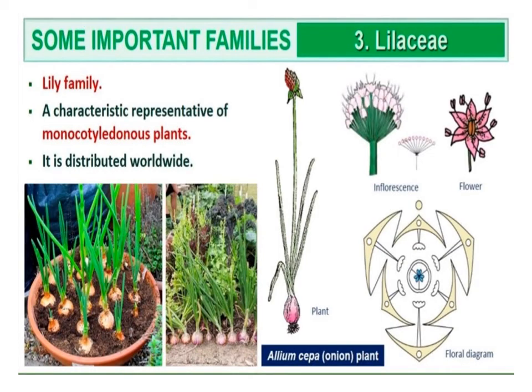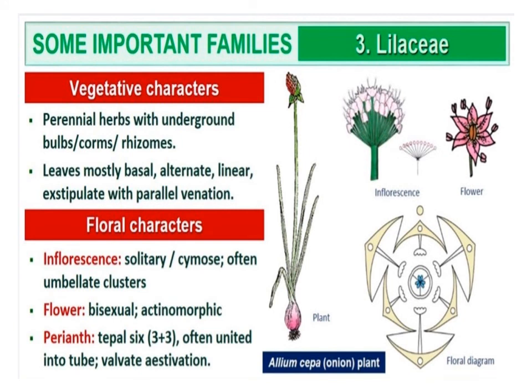The third family is Liliaceae, also known as the lily family. A characteristic representative of monocotyledonous plants. It is distributed worldwide. Vegetative characters. Habit: generally herbaceous with a perennial underground stem. It may be bulb, corm or rhizome. Leaves: mostly basal, alternate, exstipulate, linear, parallel venation.